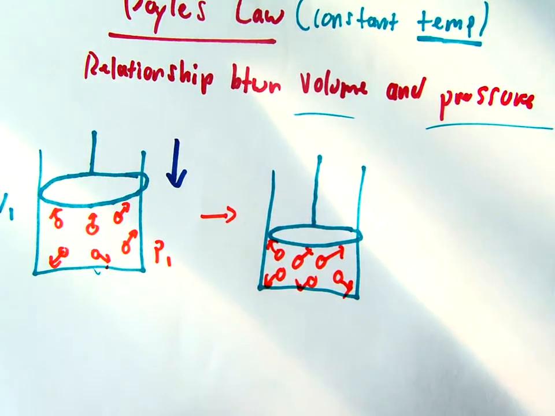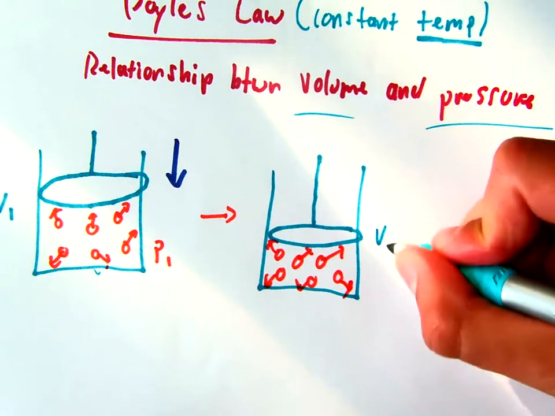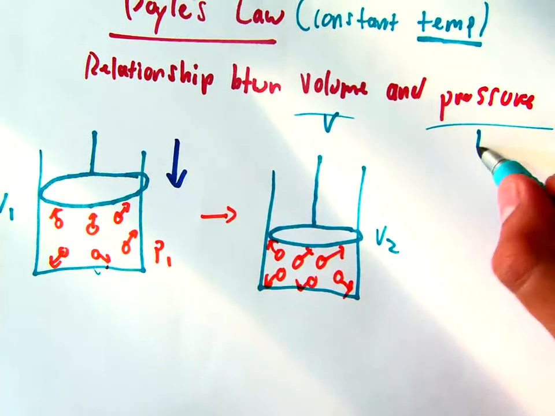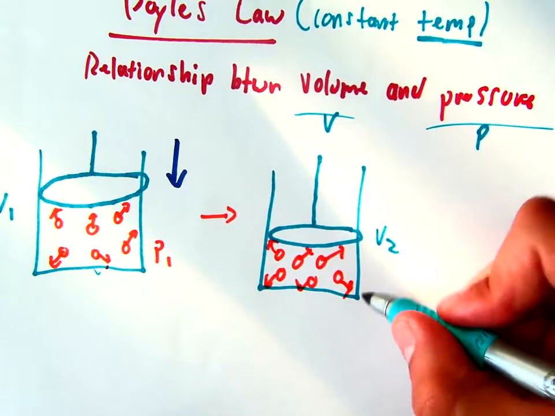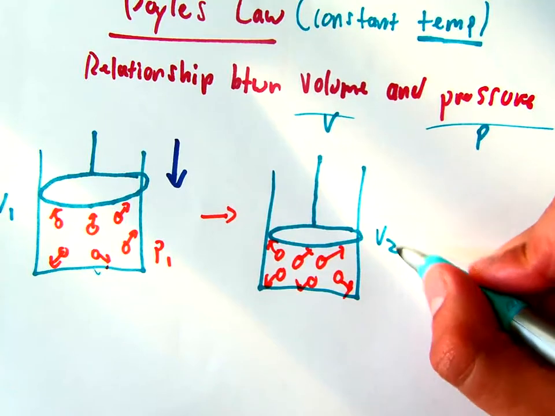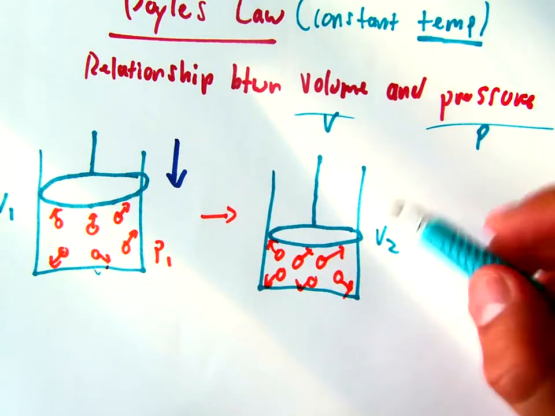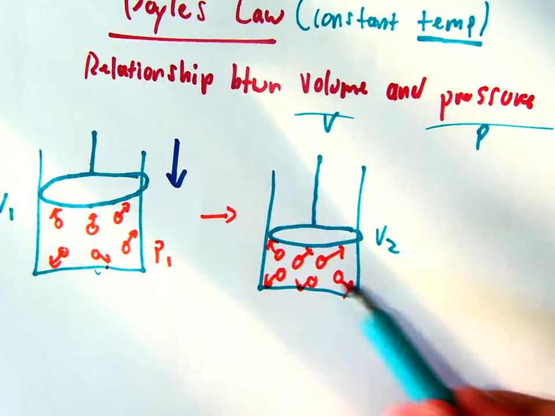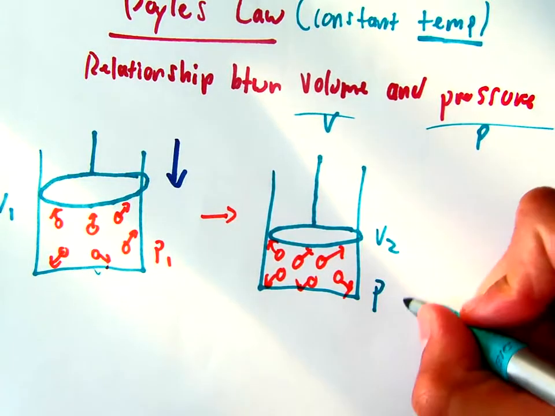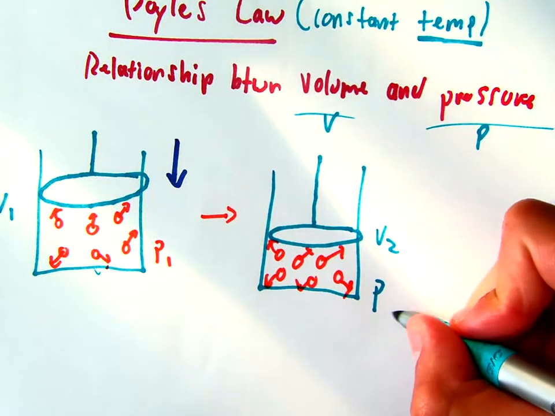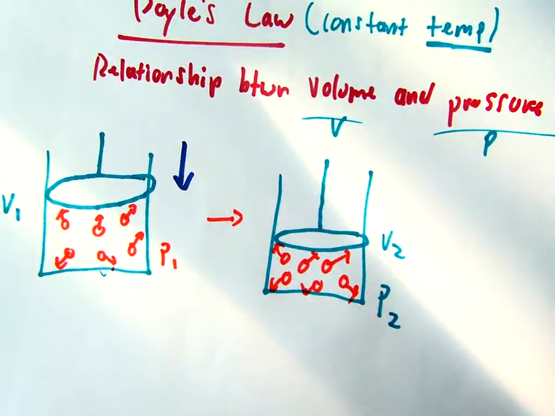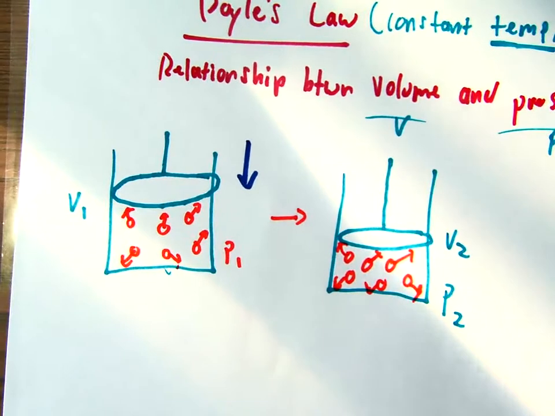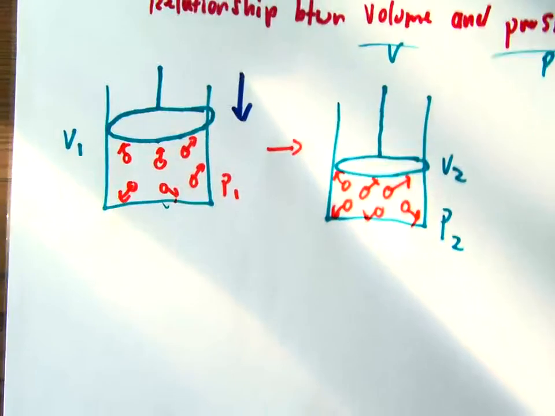So I have a new volume now, which I can refer to as my V2, my volume 2, because V stands for volume and P stands for pressure. Because I changed the volume, I'm changing how close they are. I'm changing the amount of collisions, right? There are more collisions now because things are closer together. So I'm changing my pressure as well. My pressure changed, so I'll name that P2.